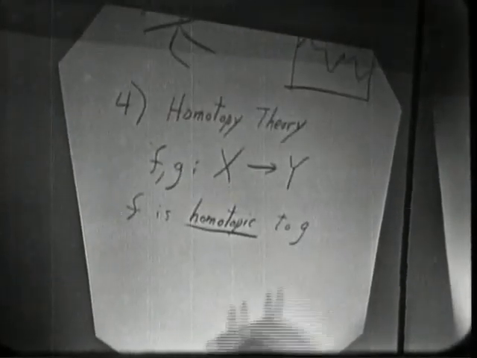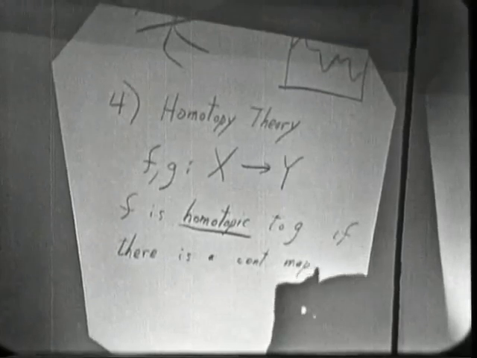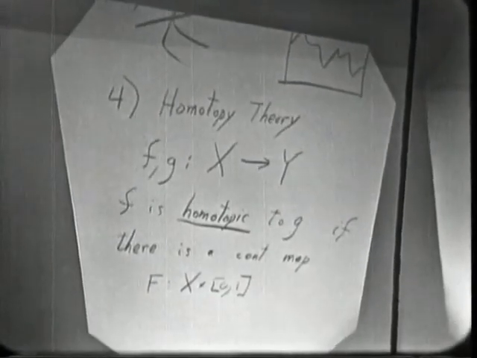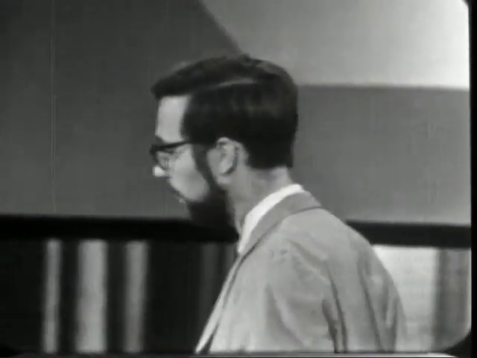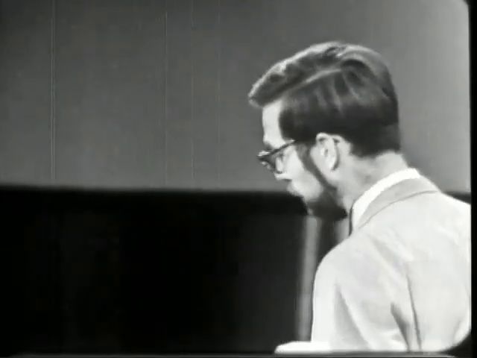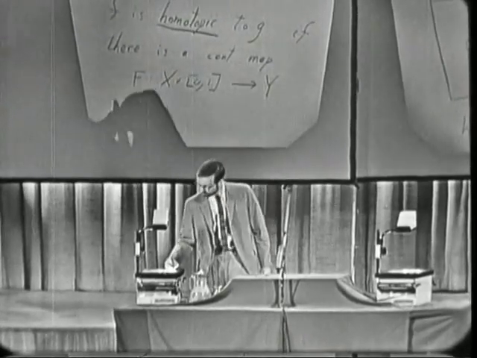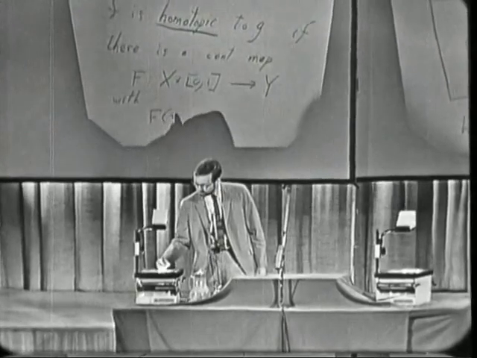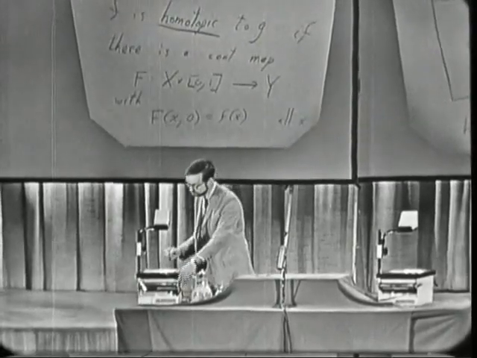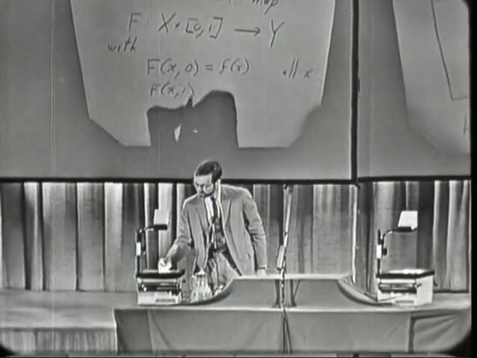In more formal language, that comes out as the following. There is a continuous map capital F going from X cross the unit interval. When I say you can deform small f into small g, I mean that there's a motion depending on a parameter, which we can think of as varying from 0 to 1, such that for t equals 0 we have the map small f, and for t equals 1 we have the map g. That is, there exists a continuous map with F(x, 0) equals f(x) for all x in capital X, and F(x, 1) equals g(x).